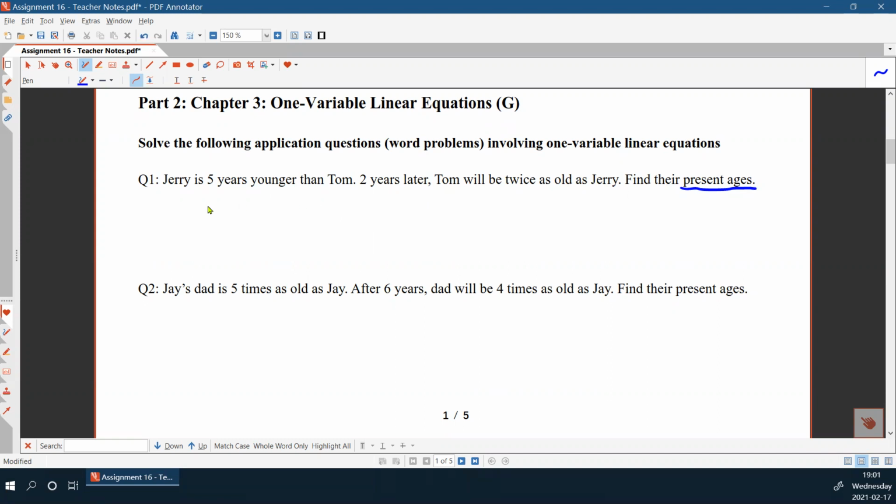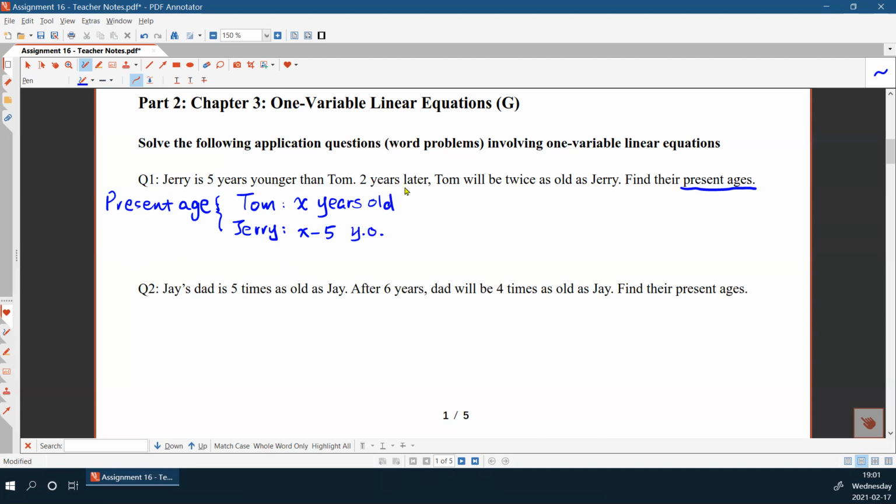So we can use the letter X to denote the age of either person, right? For example, present age. We use a letter X to denote Tom's present age, X years old. And at the same time, Jerry would be 5 years younger than Tom. So Jerry's present age is X minus 5 years old, right?